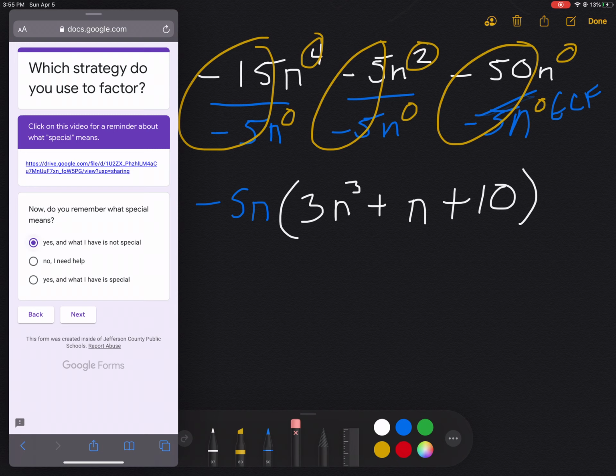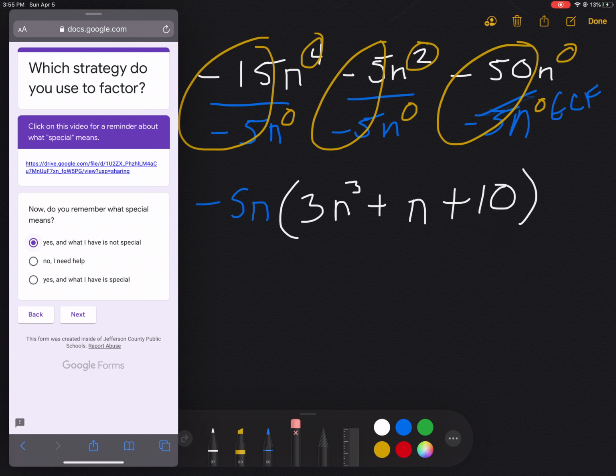So it says, do you remember what special means? One choice could be yes, I remember what special means, and what I have is not special. Option number 2 could be no, I still don't know what special means, and I need some help. Option number 3 is yes, I remember what special means, and what I have is special. Well, because I've watched the video, I know that what I have here is not special, because for it to be special, you would have to have perfect squares on either side of here, and we don't.